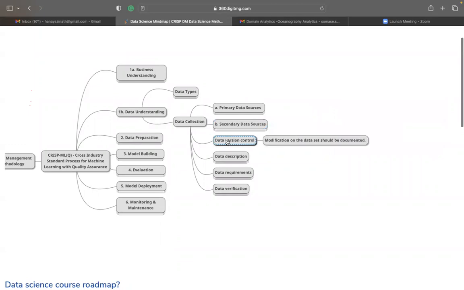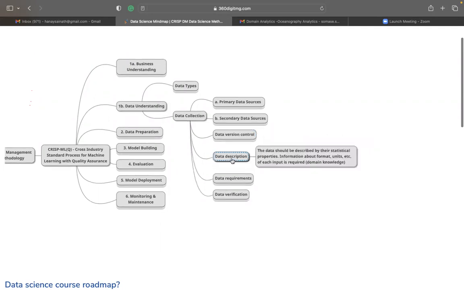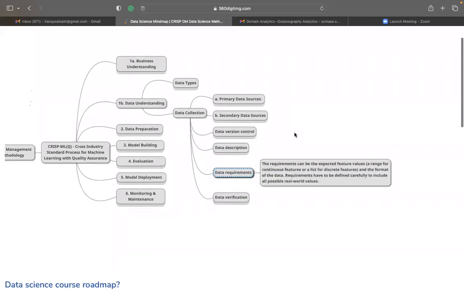Then we have data version control, where the modified data sets should be documented. For the data descriptions, we should describe the statistical properties and the information about the format of each input, which is required for the domain knowledge. And data requirements: it should have some features, values, and some format of the data set.